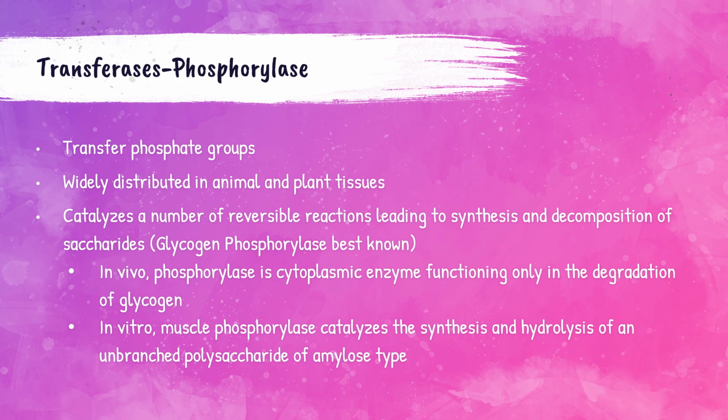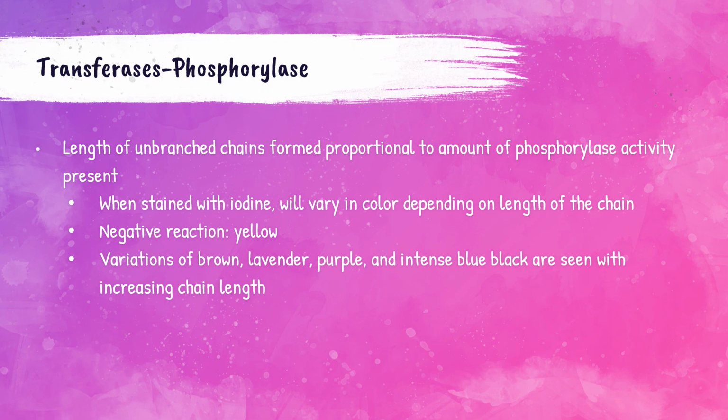breakdown of glycogen. In vitro, muscle phosphorylase enzymes catalyze the production and hydrolysis of an unbranched polysaccharide of amylose type. The length of the unbranched chain is proportional to the amount of phosphorylase activity present. So when stained with iodine, the color varies depending on the length of the chain. So a negative reaction will be yellow. And then varying shades of brown, lavender, purple, and intense blue-black are seen with increasing chain length.